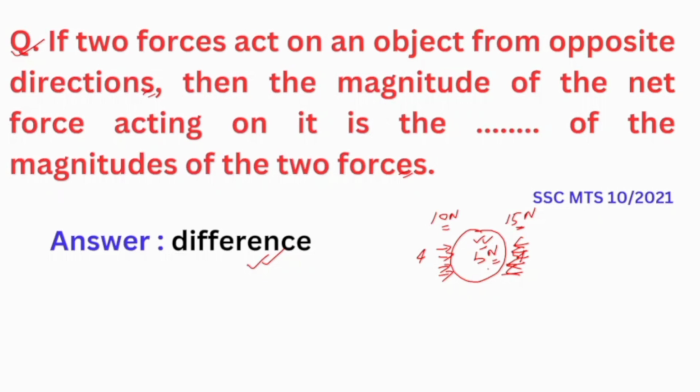Okay, and can you guess in which direction the stone will move? Obviously, the stone will move in this direction because here the applied force is 15 Newton and here the applied force is 10 Newton. That's why due to the larger force, the stone will move in this direction. So we can say if two forces act on an object from opposite directions, then the magnitude of the net force acting on the object is the difference of the magnitude of the two forces, and here the difference is 5 Newton. Okay, I hope you understood.